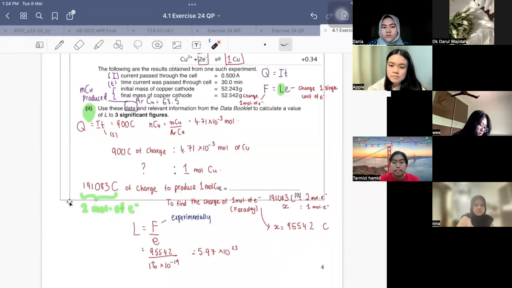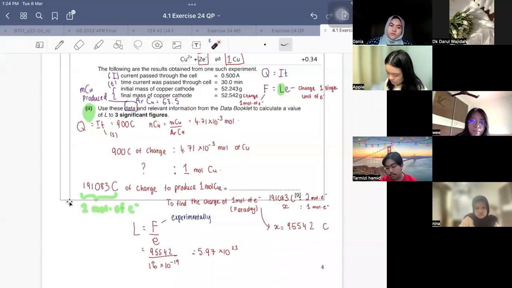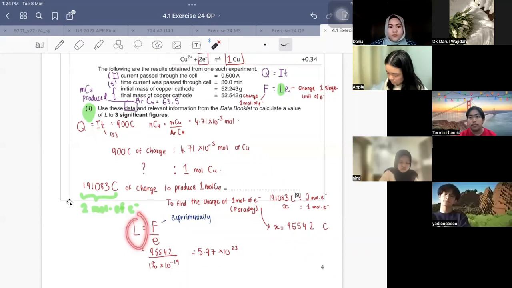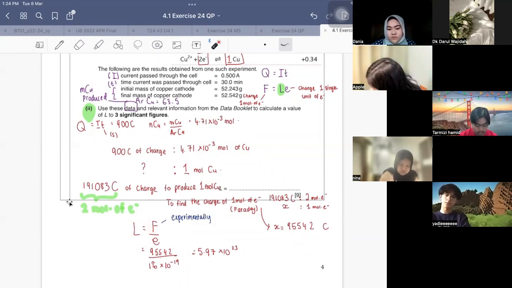And also, if we talk about charge, charge is okay to have a negative, but in this case, we can't have a negative Avogadro's number. Okay, so just take the sign as about the positive and the negative charge. All right.